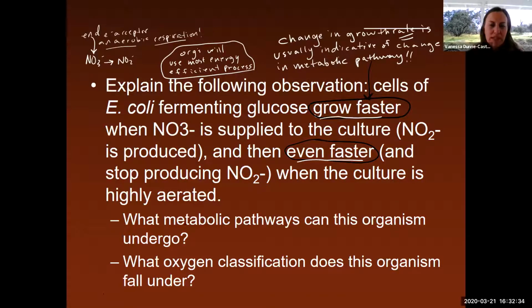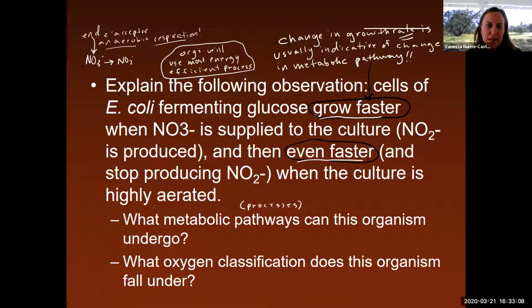What metabolic pathways can this organism undergo? Or you can consider this metabolic processes, like aerobic respiration, anaerobic respiration, fermentation, are the three processes we're asking about. And then what oxygen classification? This comes back from chapter 6 on nutrition. We're looking at all of those specific oxygen classification categories. Okay, so let's answer the first one first. What metabolic pathways or processes can they undergo, considering all the stuff we looked at?